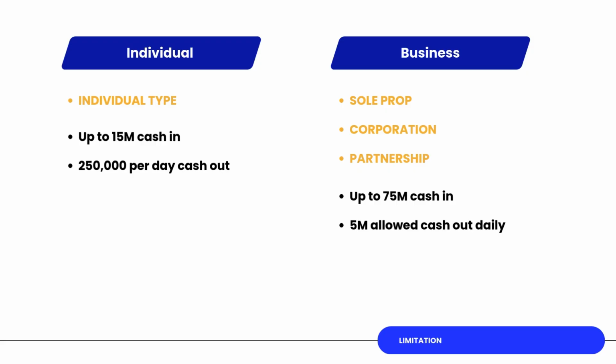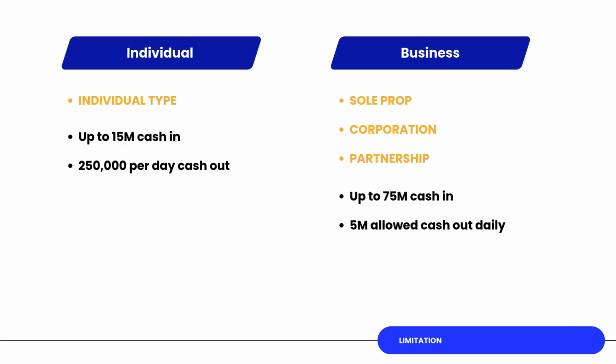If you have not registered your business, you can sign up for an individual account. With this account, you can receive up to 15 million cash in and withdraw up to 250,000 per day. This is perfect if you're just starting your business or you're a freelancer.